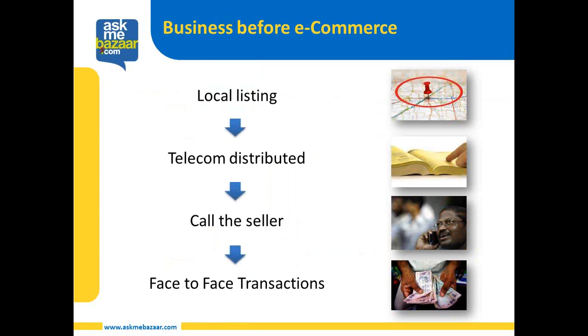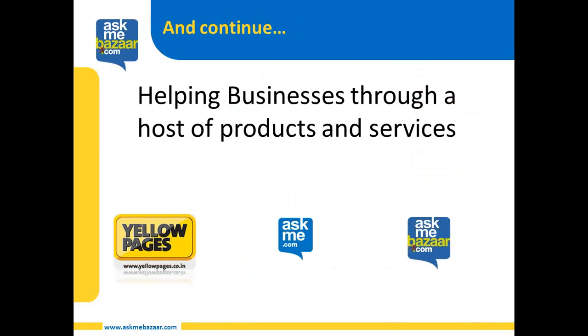So this is how Get It Infomedia was facilitating the businesses being a marketplace. And still, I mean, today also we help businesses through a host of product and services, through our three organizations. One is Yellow Pages, the second is AskMe.com, and the third is AskMeBazaar.com. And I come from AskMeBazaar.com, and today I'm going to dwell more into what Ask Me Bazaar does.